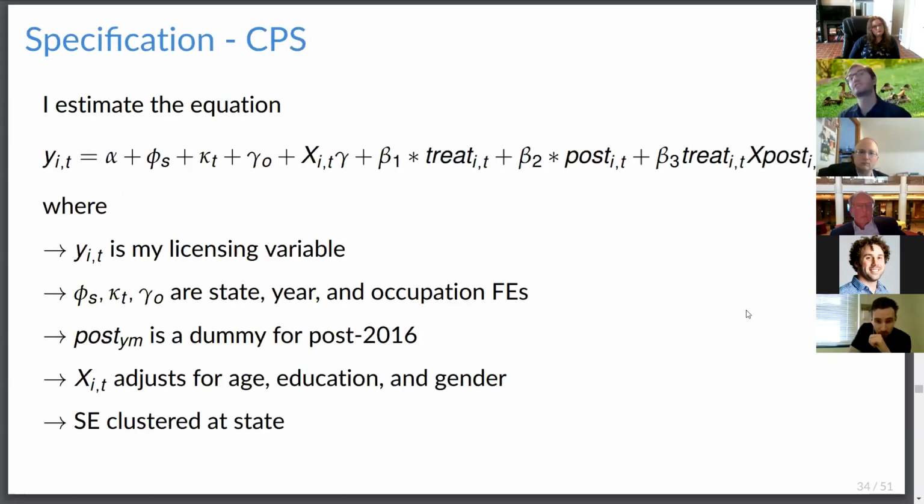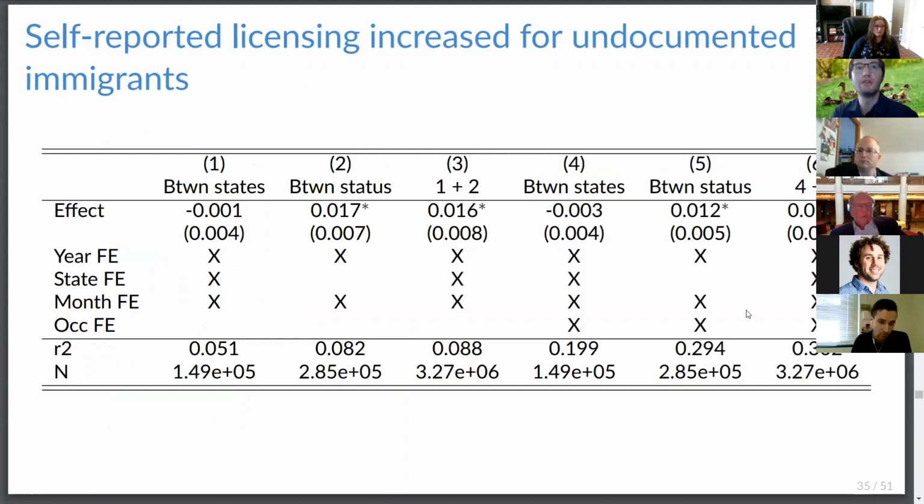Okay, so here's the actual specification. I'm just going to do a regression, a linear probability model, where I regress being licensed on state, year, and occupation fixed effects, some controls for age, education, and gender, and then this diff in diff where I compare California versus other states, and the three different comparisons I showed. And I'm going to cluster my standard errors at the state level.